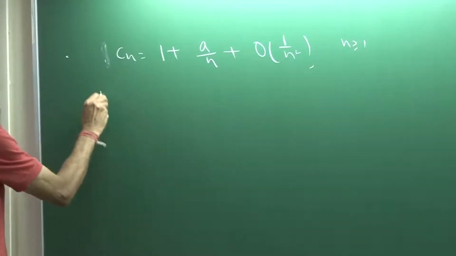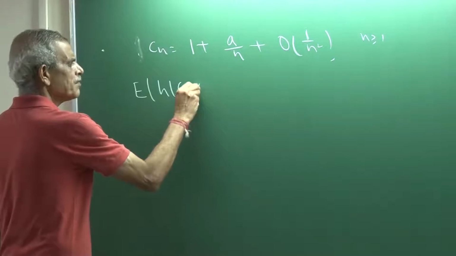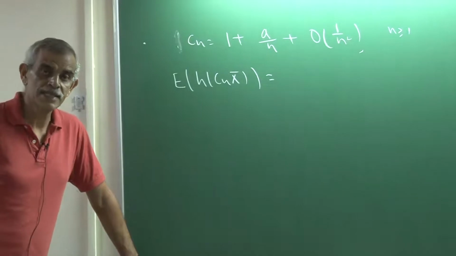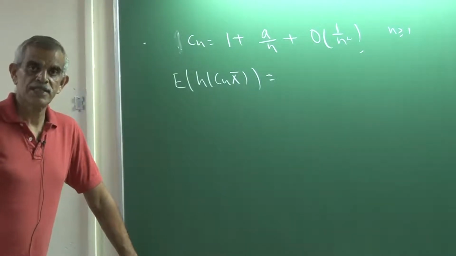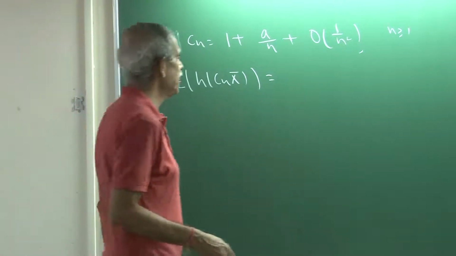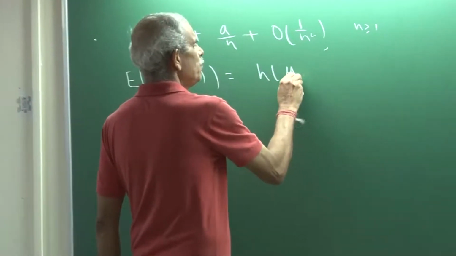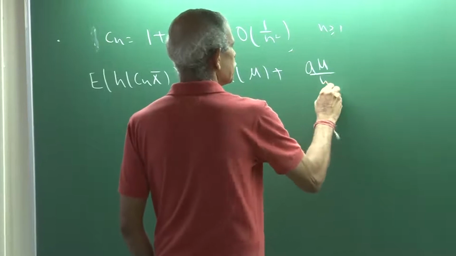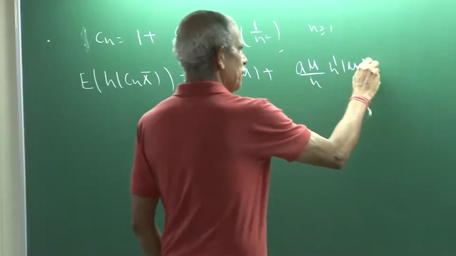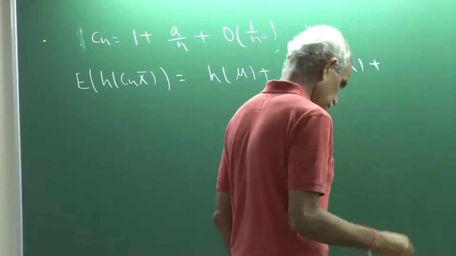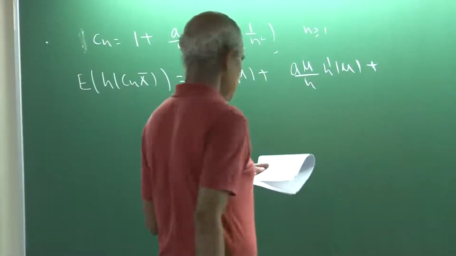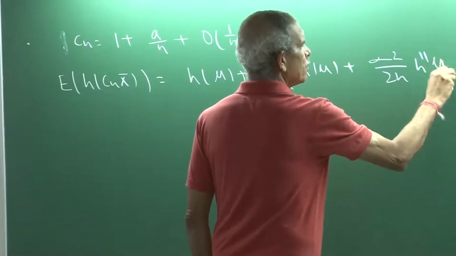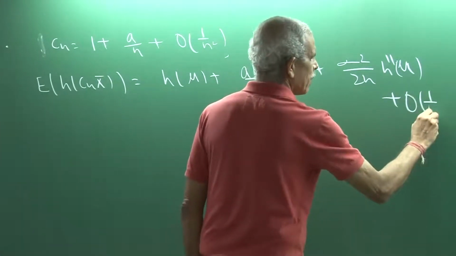and if I have to find the expected value of h of Cn x bar, of course, the assumption is that for some k greater than or equal to 3, h has a kth derivative which is bounded. So the expected value of h of Cn x bar in that case is h of mu plus a mu upon n h prime mu plus sigma square by 2n h double prime mu plus big O 1 upon n square.